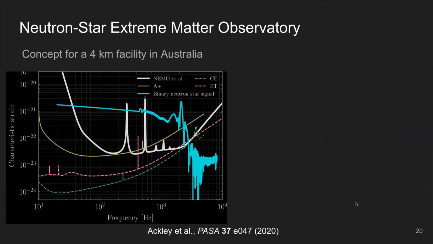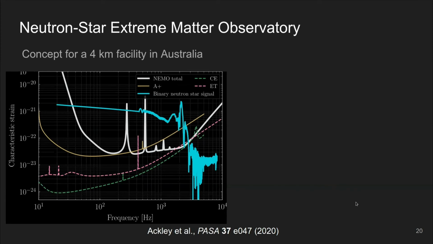One of these concepts for a new facility is an Australian 4-kilometer facility, which is called NEMO, the Neutron Star Extreme Matter Observatory. Here, the idea is that you would build an instrument that would focus exclusively on the higher frequency end of the gravitational wave spectrum, which means focusing on, among other things, neutron star signals.